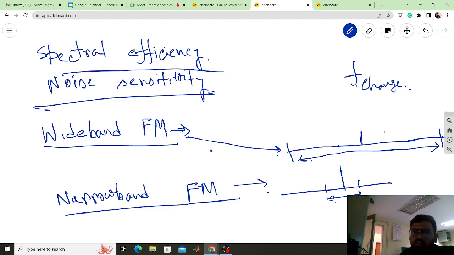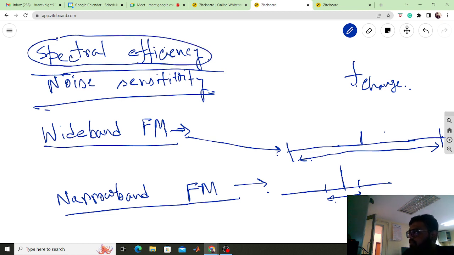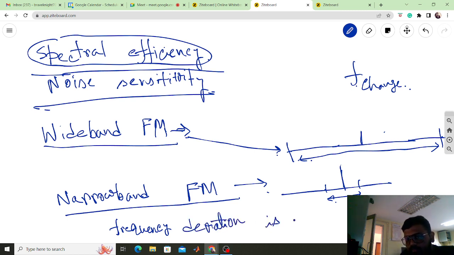So first of all, the spectral efficiency we can think of. So if we are using a huge frequency, so the frequency deviation first of all is minimal for this narrowband FM, because the frequency band over which we are using this narrowband FM is less compared to this wideband FM.